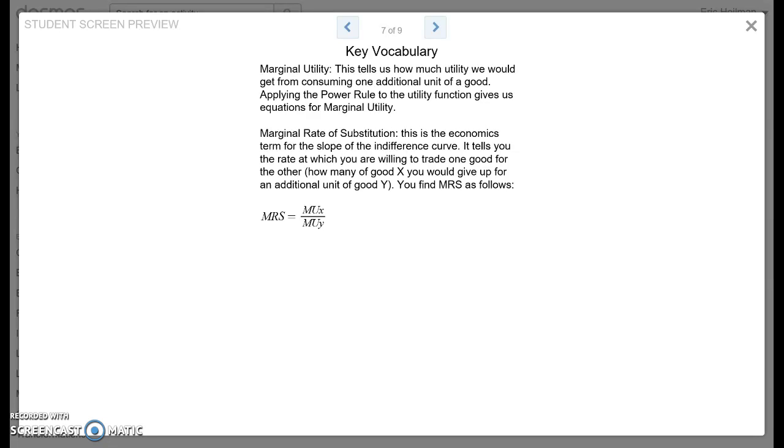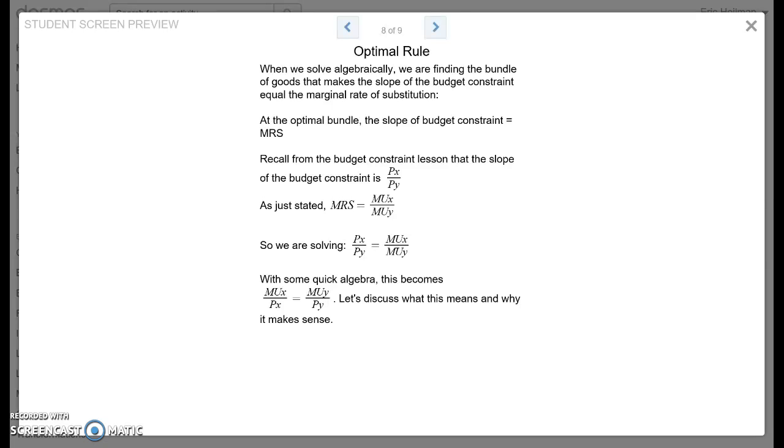Okay, so here's some key vocabulary that we went over. You can pause it and review this. And then I think there's the optimal rule again, pause. I'm getting to the very end of this time limit.